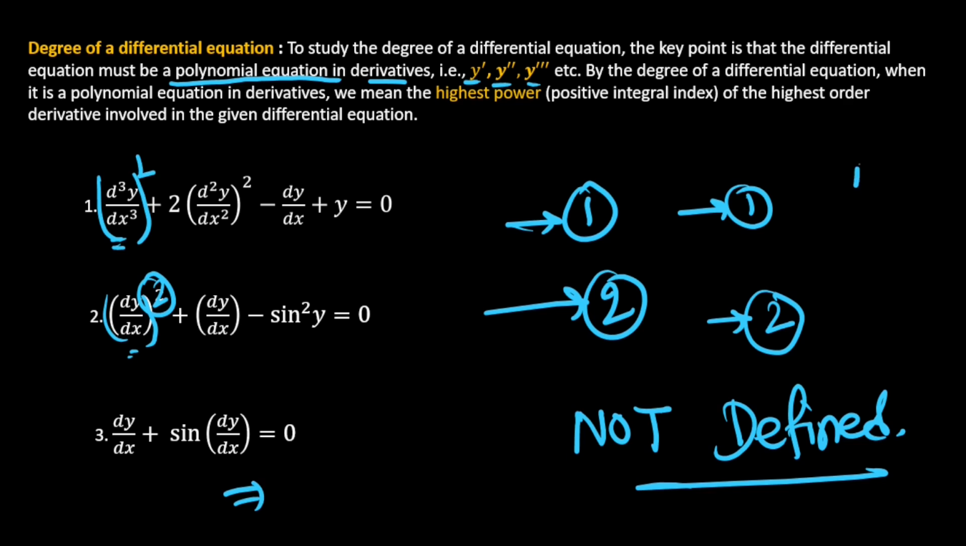First, we express the differential equation in polynomial form of the derivatives. Second, we check the highest derivative and its power; that is the degree of the differential equation. If the equation cannot be expressed in this polynomial form, then the degree of that type of differential equation cannot be defined. That type of differential equation only has an order, but the degree is not defined.